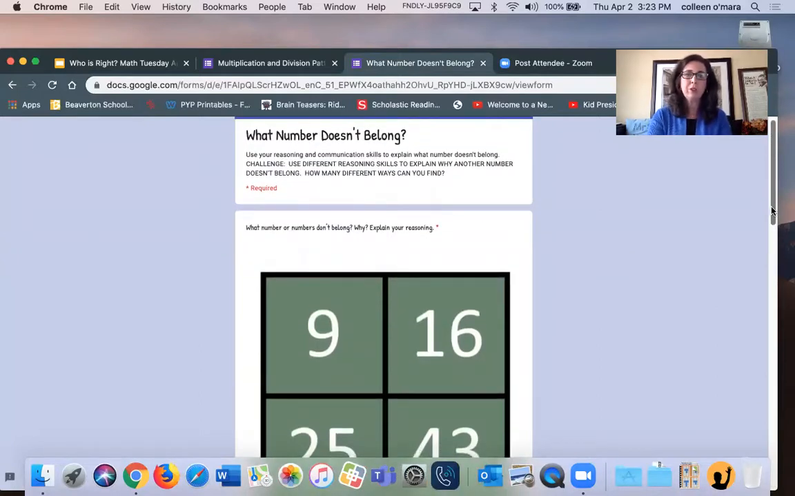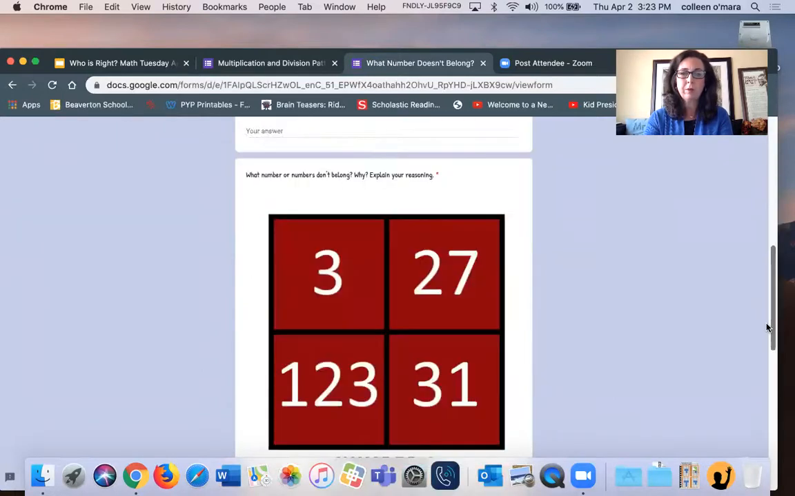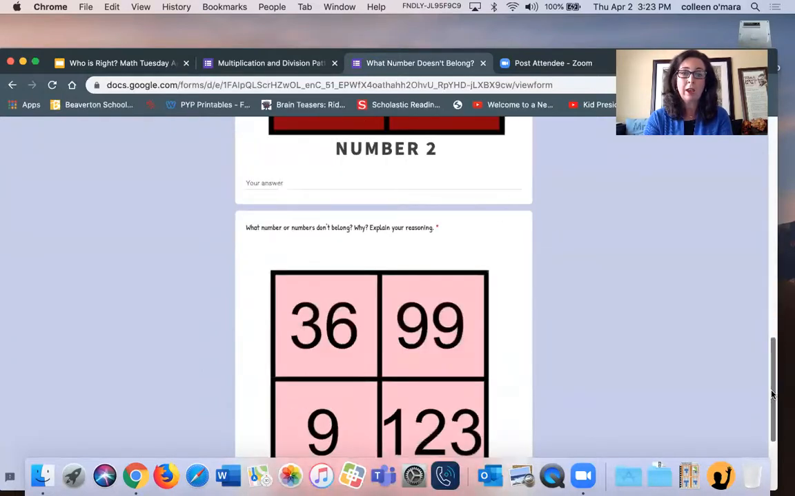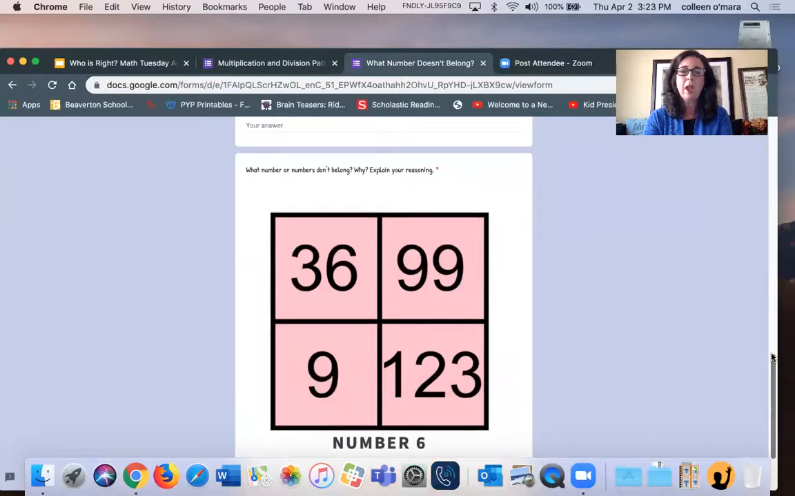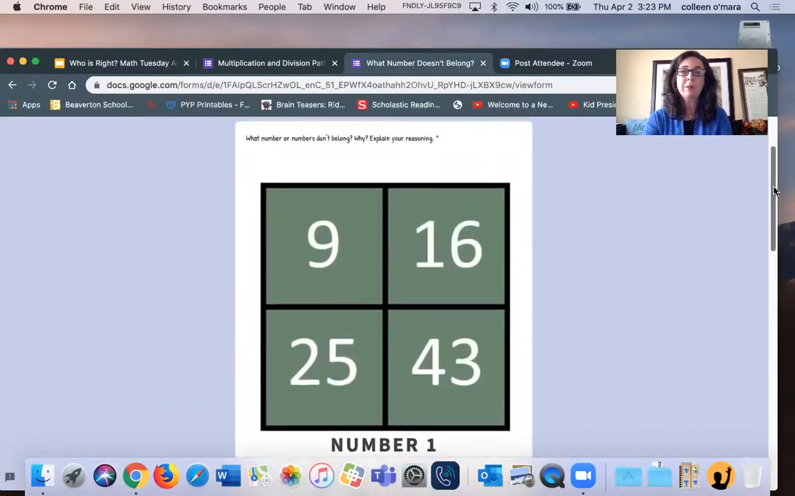This is also on a Google form where you can explain your reasoning. You're going to have 3 different problems. Here's 1, 2, and here's 3. Your challenge is to answer what number doesn't belong and explain your reasoning. And that's the tough part, explaining your reasoning in a logical manner.